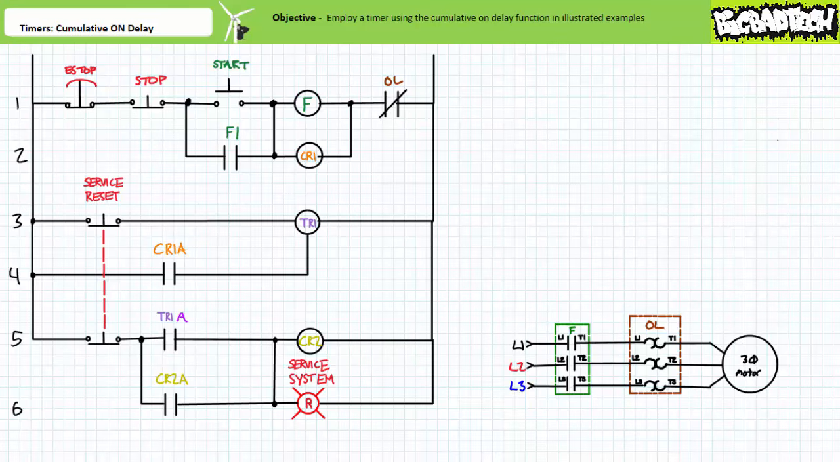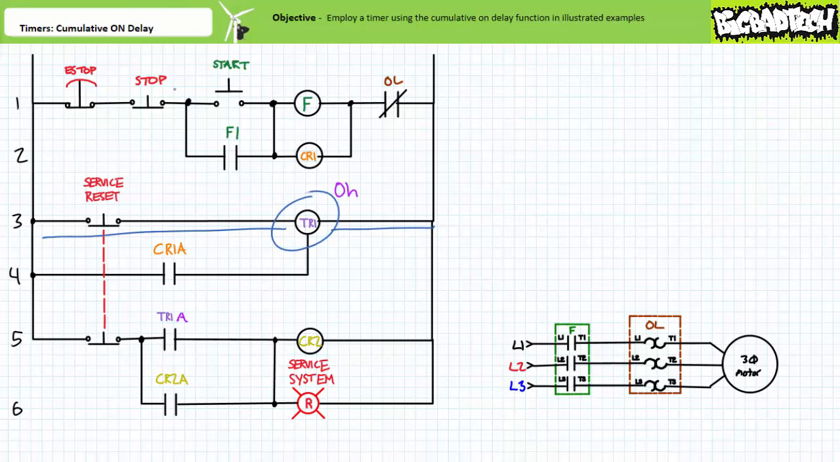The closure of either contact, TR1A associated with timer relay TR1, or CR2A associated with regular control relay CR2, also in rung 5, serves to energize the coil of the regular control relay CR2 and a red light that says Service System. Note that opening the mechanically interlocked service reset button would also de-energize both these devices.